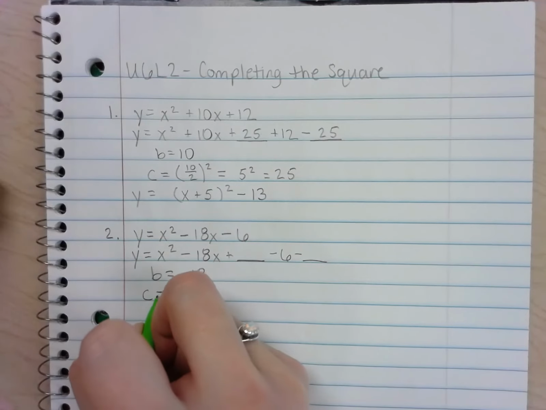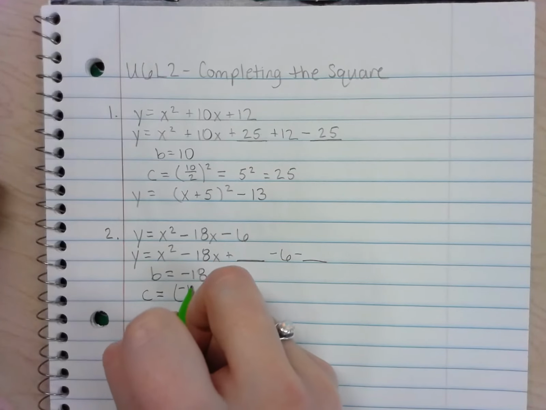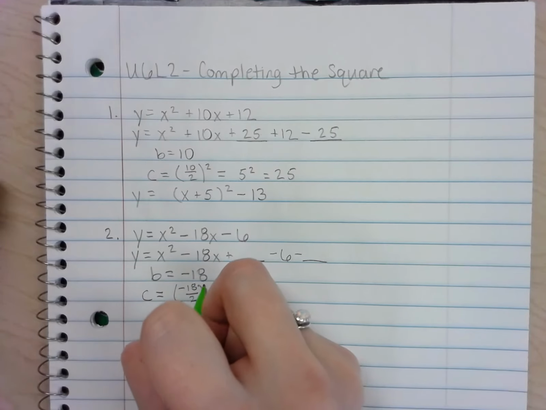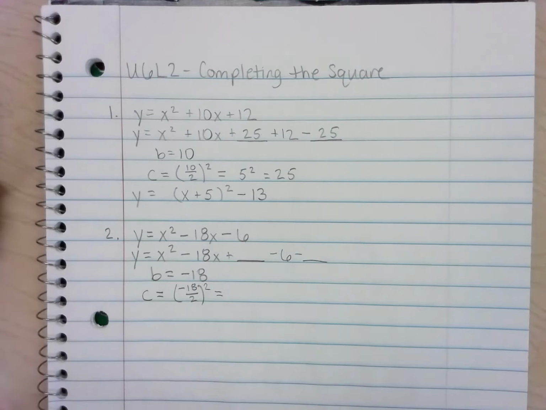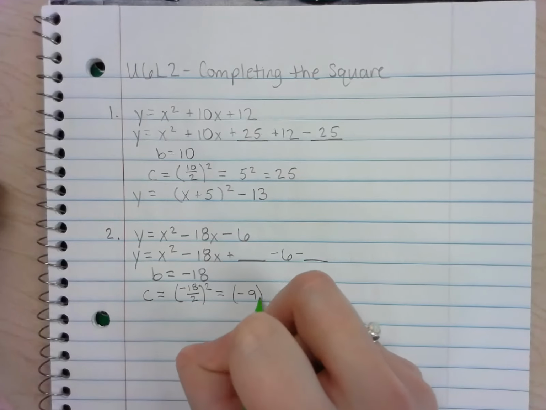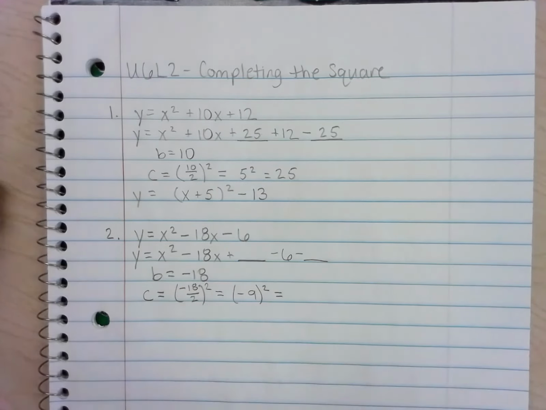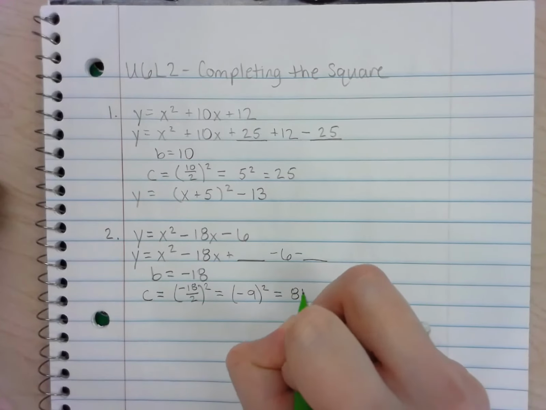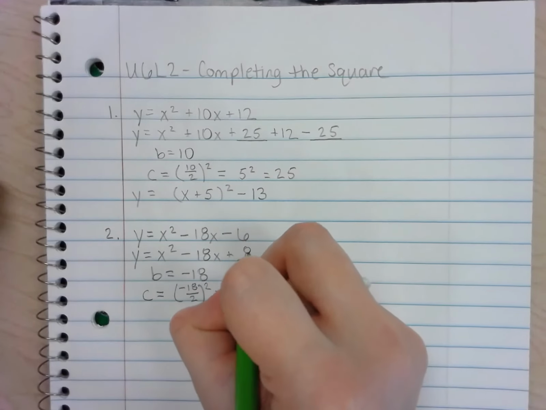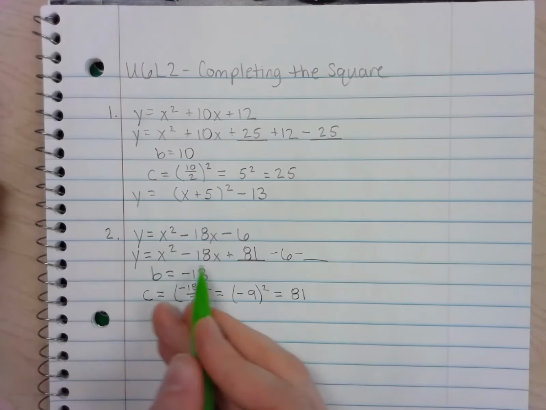and to find your c, you'll take half of that b and square it. So half of negative 18, and then we'll square it. Well, half of negative 18 is negative 9. When we square a negative 9, be sure to use parentheses. That gives us a positive 81. Because a negative number squared is like a negative times a negative, that makes it positive. So 81 is the value that completes the square, makes that a perfect square trinomial.